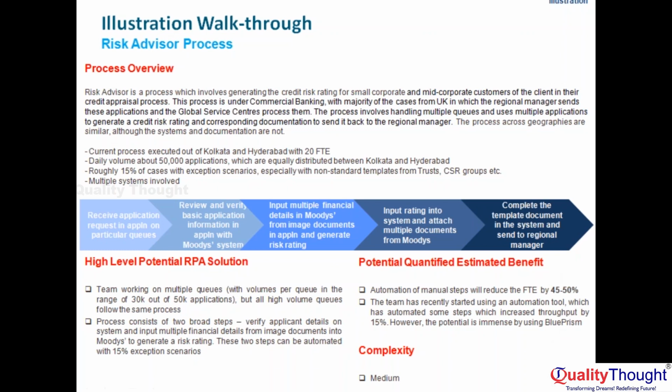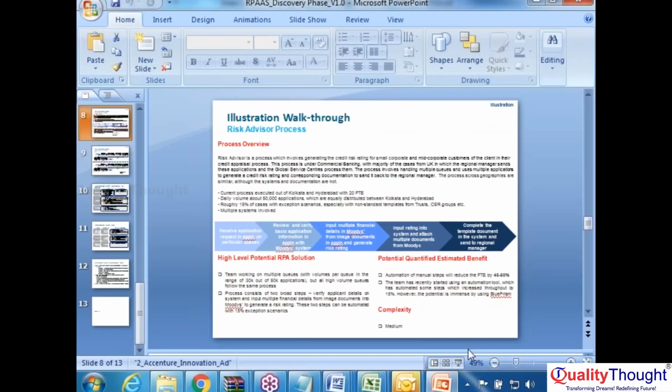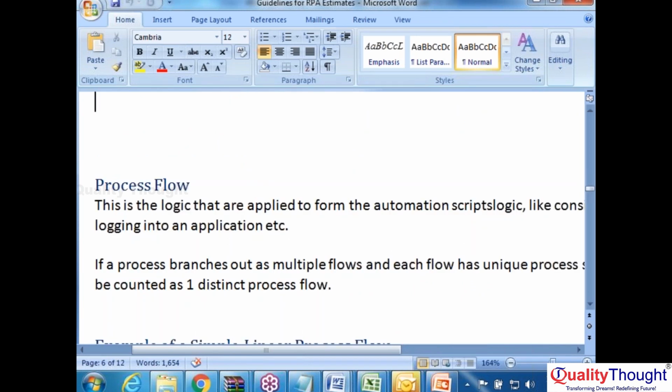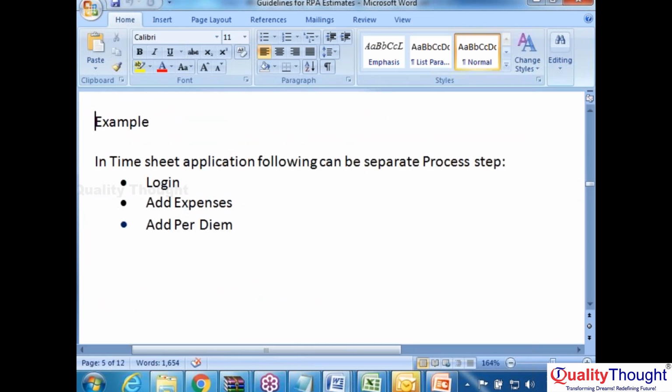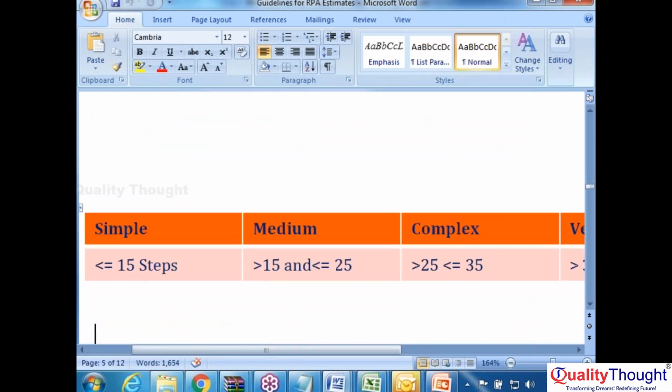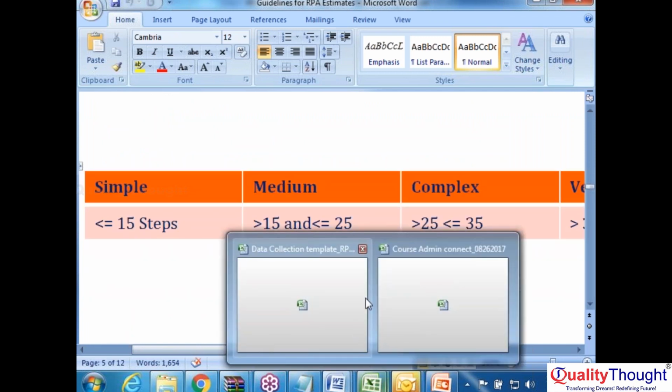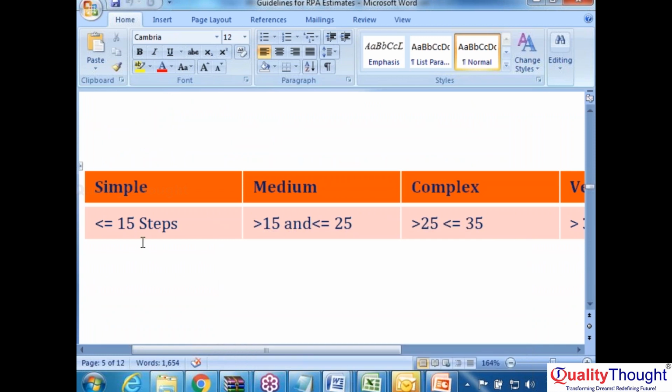Then we talk about the design phase. And I will show you one document. See this. There are some guidelines for estimation. I will take you through a separate estimation class. Just for a sample I will show you. Simple means if your process has less than 15 steps in the application, then it is called a simple process. Greater than 15 to 25 steps, medium. Greater than 25 to 35 steps, then it is called complex. Like this, there are some rules basically.